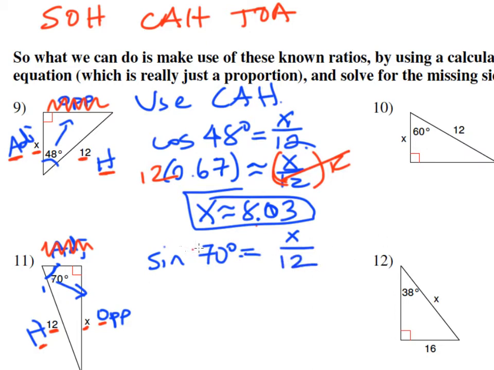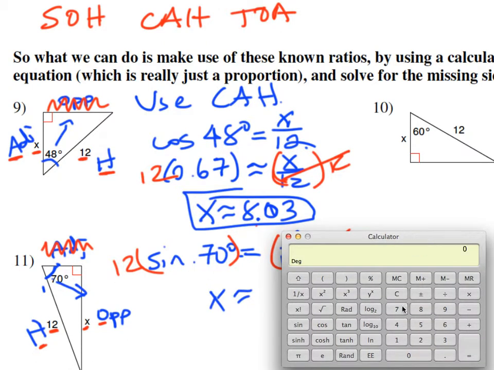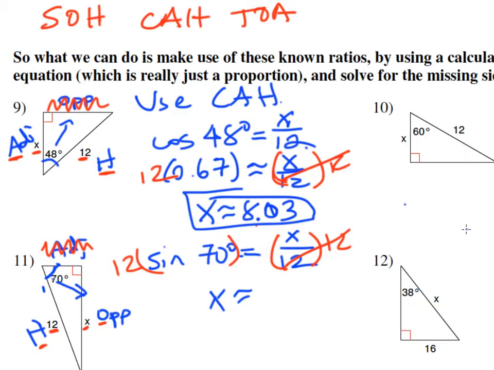All right, let's figure out what this is. We'll multiply both sides by 12, and our answer is just going to be sine of 70 times 12. So x equals sine of 70 times 12. Let's just do that. Sine of 70 times 12 gives 11.276, so 11.28.